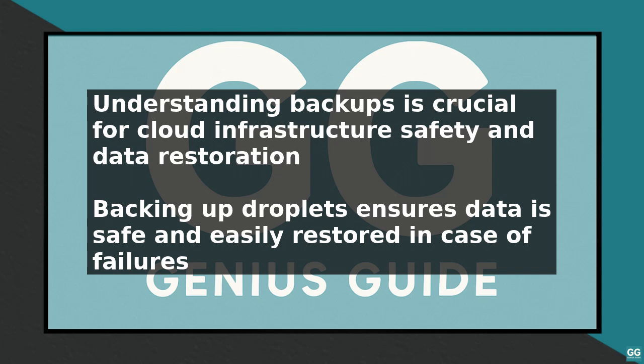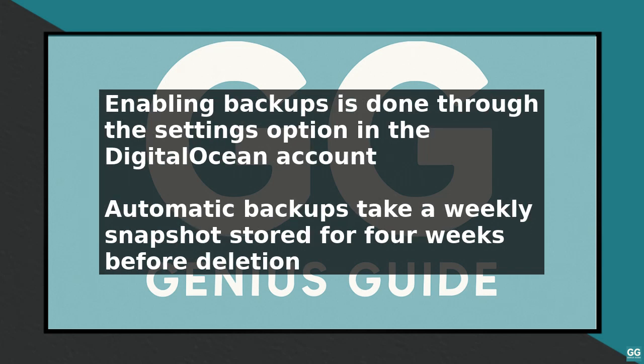Log into your DigitalOcean account and navigate to the droplet you want to back up. Click on the droplet and select the Settings option. In the Settings menu, you will see the Enable Backups option. Toggle the switch to enable backups.